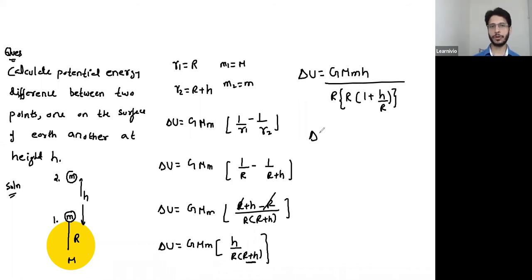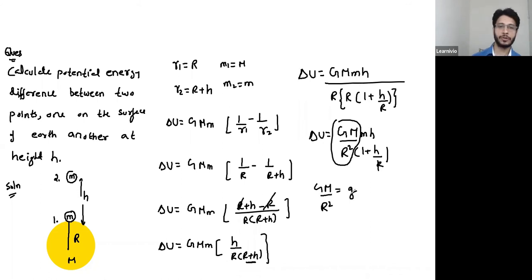So this change in potential energy comes out to be GM by R square, 1 plus H by R, into mH. Okay, Sania, what is this GM by R square? So this delta U comes out to be GMmH by 1 plus H by R. This is the change in potential energy.